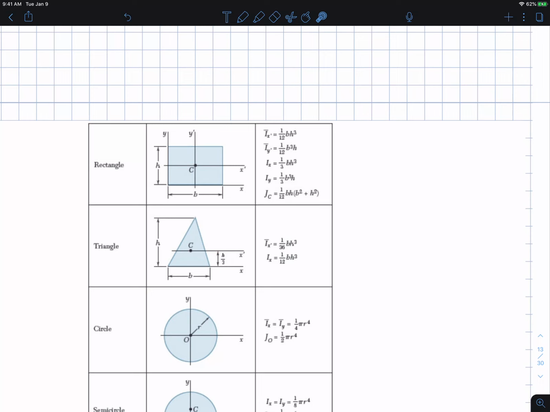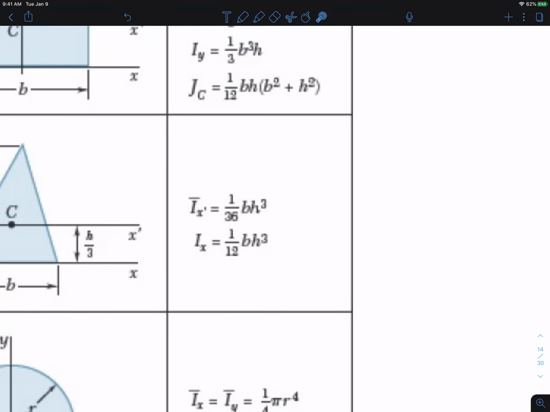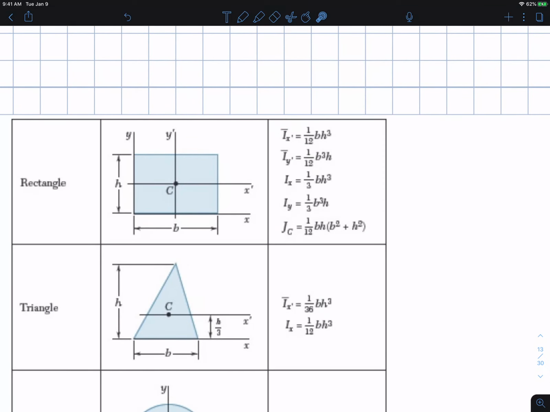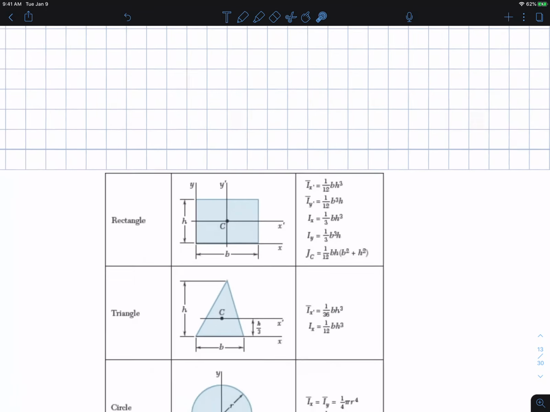So for us, we're calculating Ix prime in this example. So that's where we're going to get 1 over 36. I know it's probably hard to see on the video, but 1 over 36 times bh cubed. We'll also need the moment of inertia with respect to the centroid for the rectangles, which is 1/12 bh cubed. And again, just pay attention that it's base times the height and not to flip the h and the b's. If you accidentally pick this one out, then you would have the wrong one. This is actually the one that counts for the parallel axis theorem, like in the previous example.